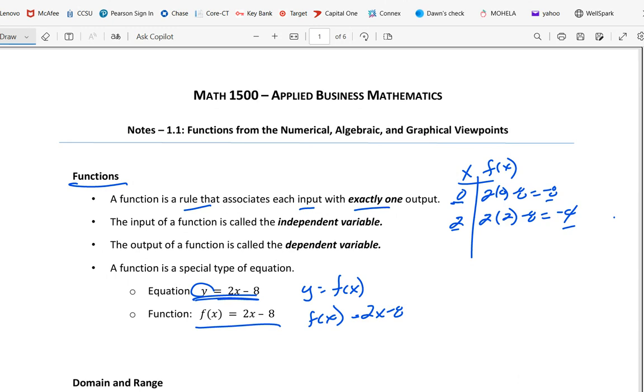The input, the x values, are the independent variable. The output is the dependent variable. You'll notice over here that for each value of y, the negative 8, the negative 4, the value I get for y depends on the value that I put in for x. Y is the dependent variable. The output is the dependent variable.